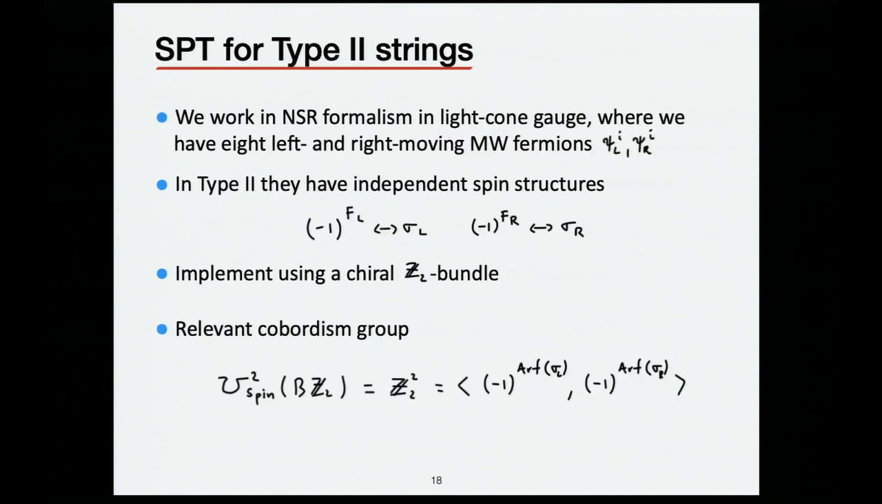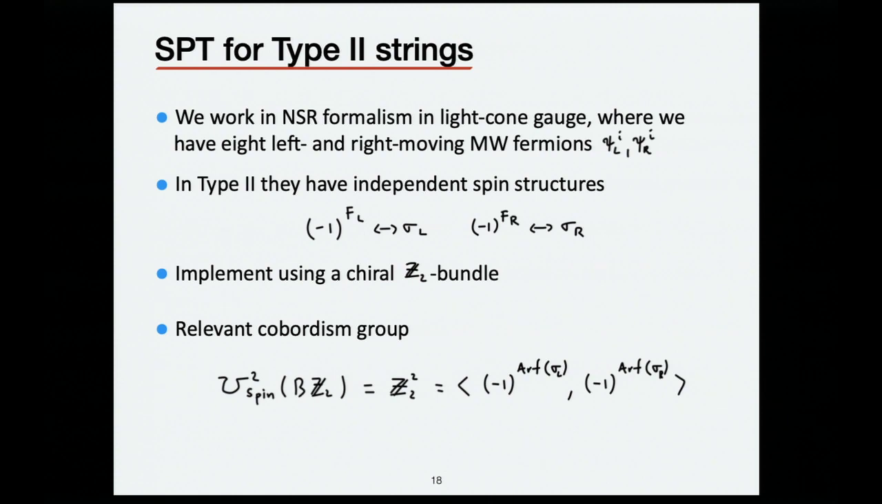So let's start with type 2, which is the most familiar class of string theories. We will work in the NSR formalism, so we have 8 fermions of each kind, left moving and right moving, Majorana-Weyl fermions. In type 2 string theory, they have independent spin structures. So I have some left-moving fermion number, which I can associate to a left-moving spin structure, and some right-moving fermion number, which I can associate to a right-moving spin structure.